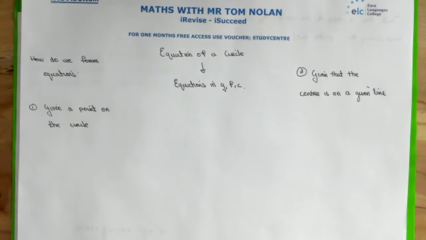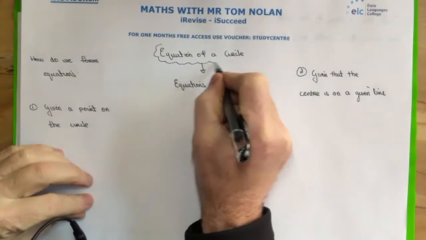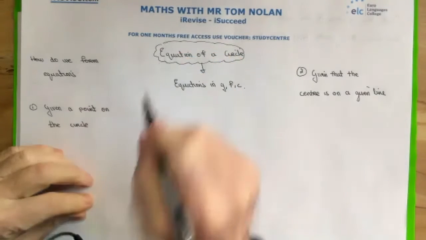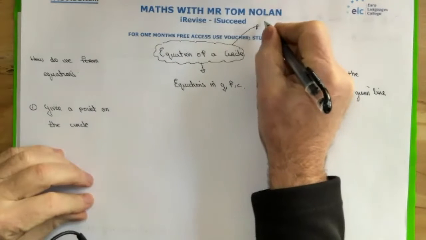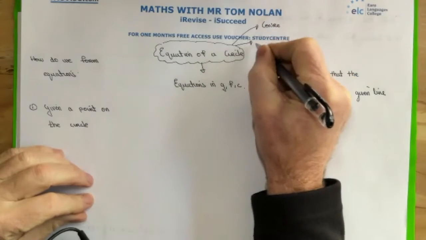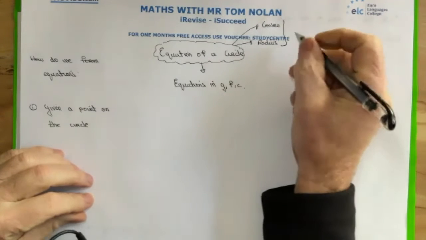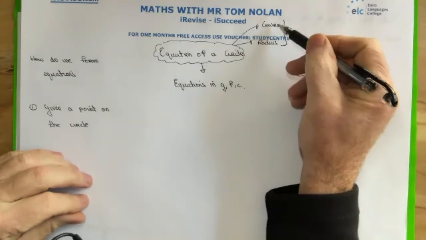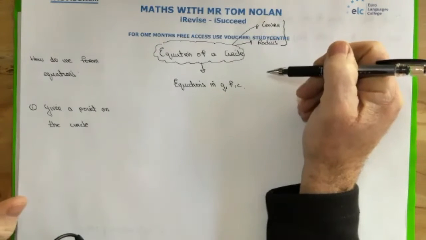So what's going to happen in this section is you're going to be asked to find the equation of a circle. To form the equation of a circle, normally you need to know the center and you need to know the radius. But sometimes you can't find the center and radius using your coordinate geometry formula.